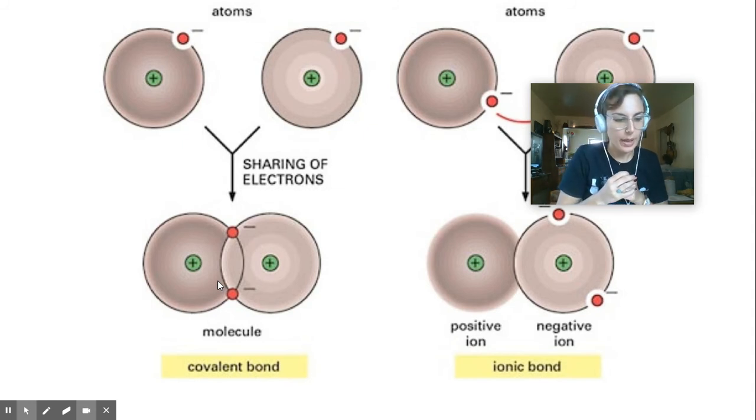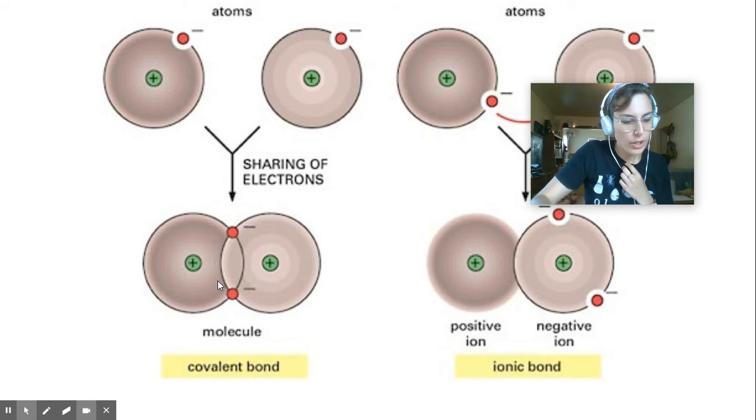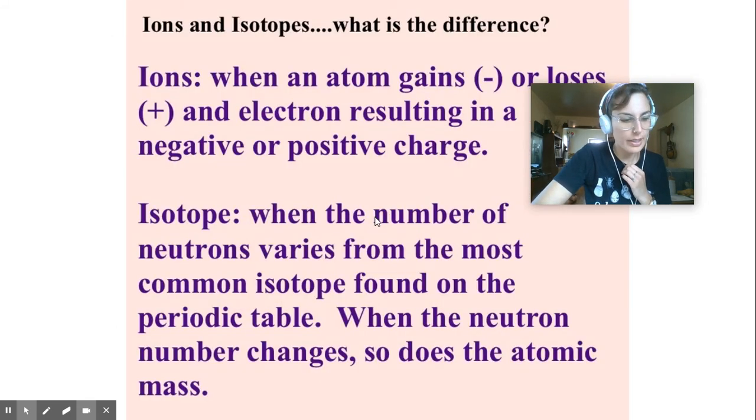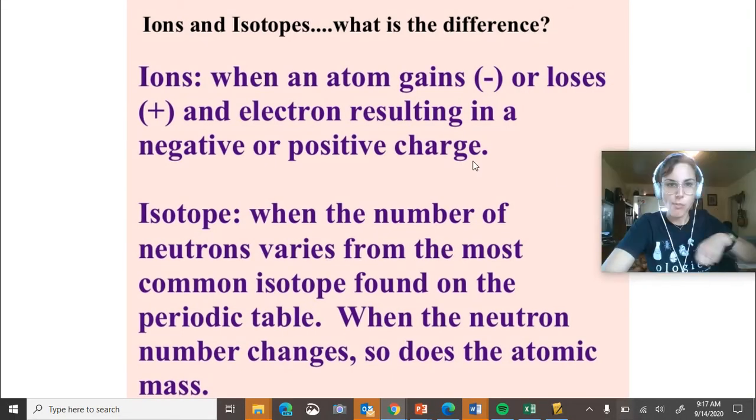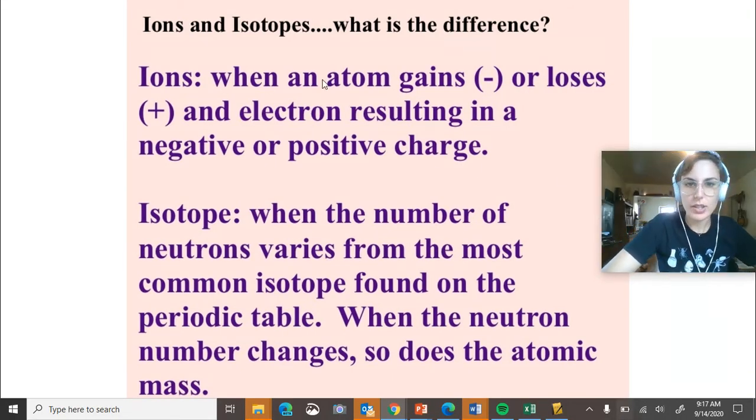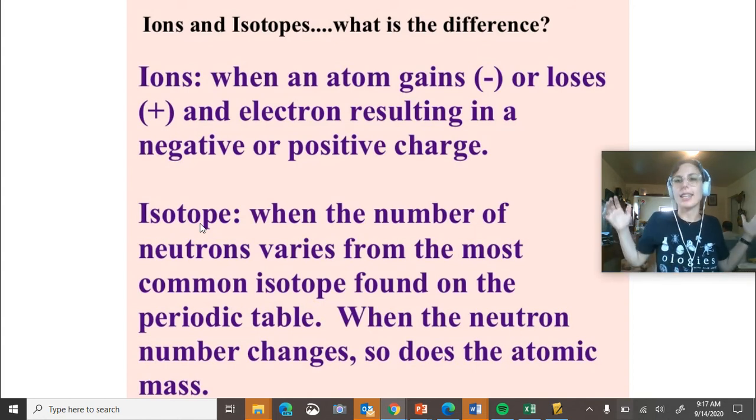Okay, so I also want to review one more time ions versus isotopes. Let me get my face out of the way. Ions are when an atom gains or loses an electron, resulting in a positive or a negative charge, versus an isotope, which is where the number of neutrons in the nucleus is variable.